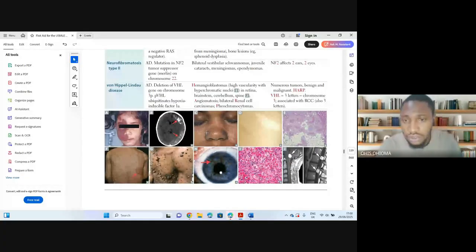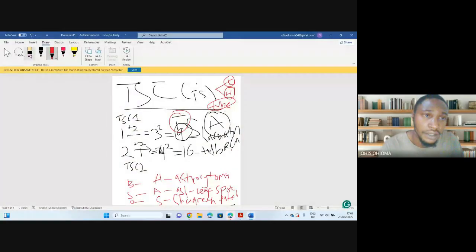For this, this is actually the port-wine stain. This is how it looks basically. When we get to the other ones, I'll explain them, but that's basically how it looks. I don't have a picture of the Ash leaf spot. When we're doing our slide review, I'll show you guys all these pictures, so don't worry about that.